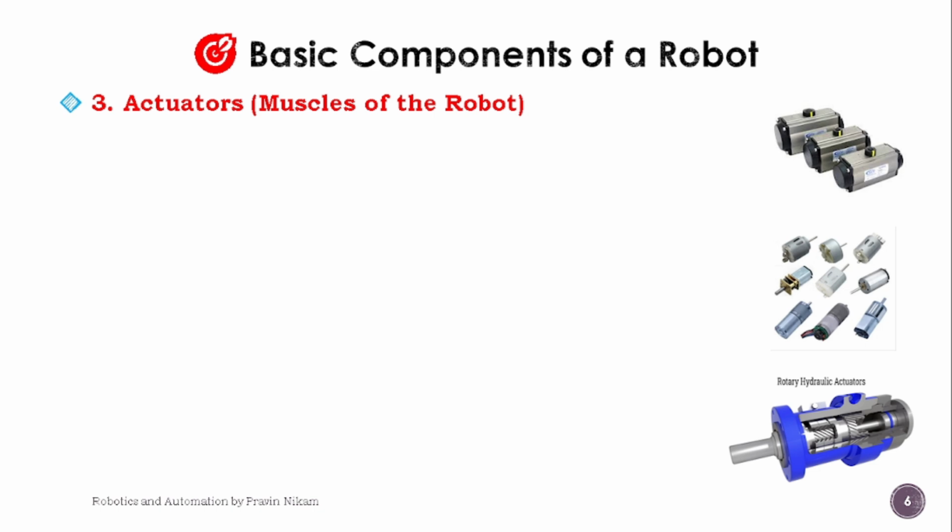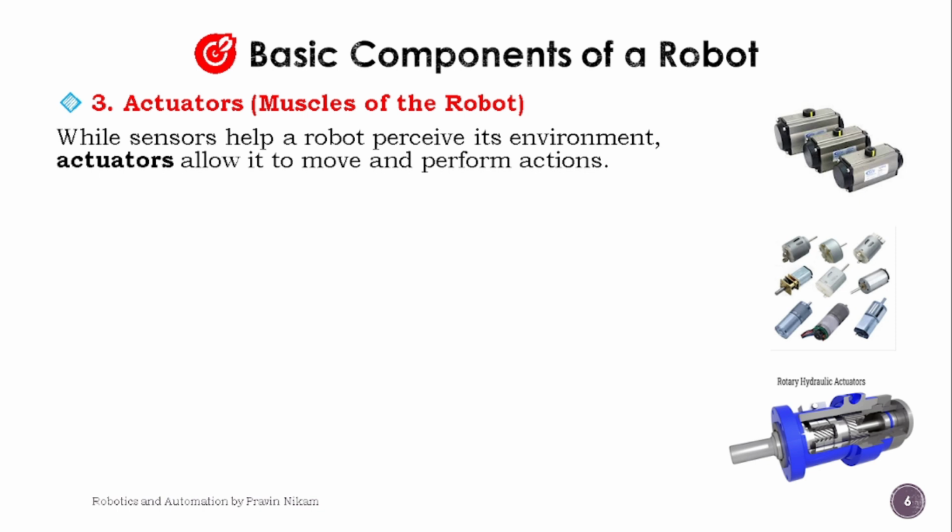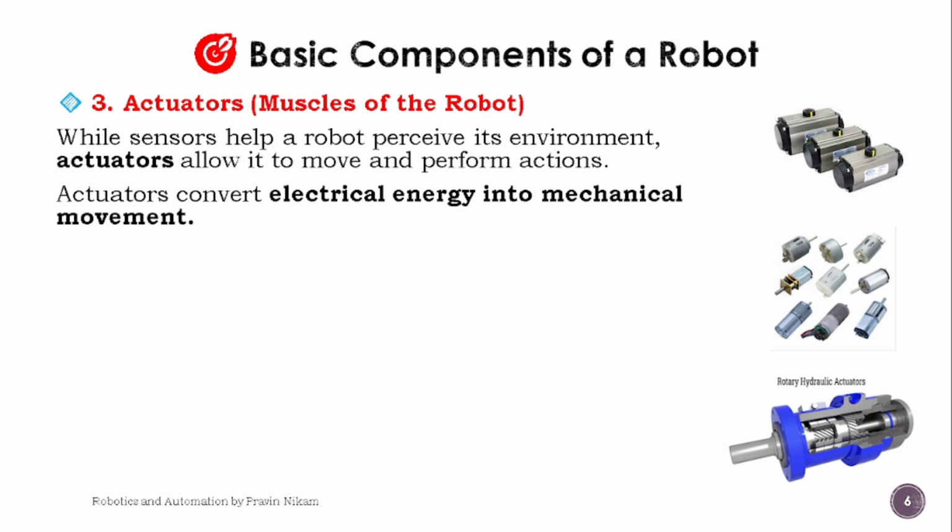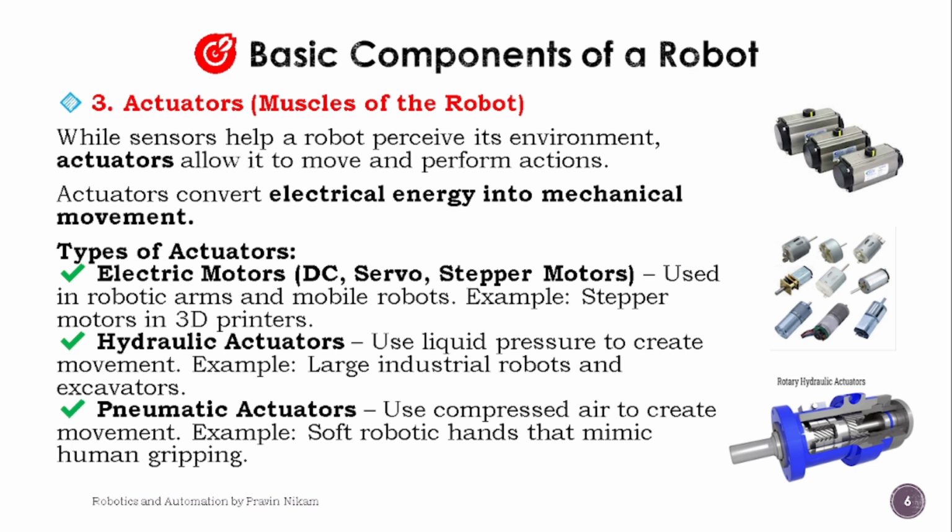And the third component is actuators, the muscles of a robot. While sensors help a robot perceive its environment, actuators allow it to move and perform actions. Actuators convert electrical energy into mechanical movement. Types of actuators. Three types of actuators are there. First is electric motors, that is DC motor, servo motor, stepper motor, used in robotic arms and mobile robots. For example, stepper motors in 3D printers.